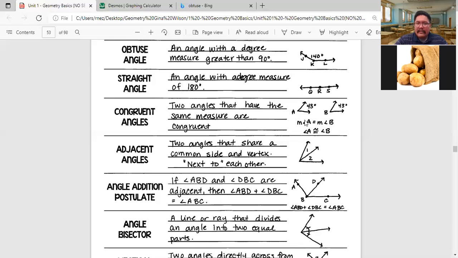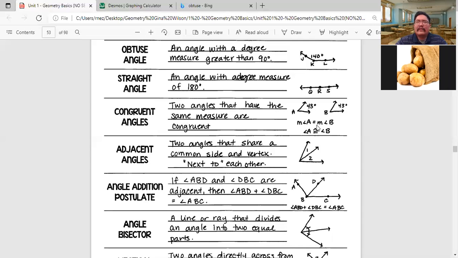Now, to write it, we would say the measure of angle A is equal to the measure of angle B. Now, one thing you're going to notice between these two ways: this is one way of saying it, and this bottom one here is a different way of saying it. So we have this weird equal sign with a squiggly line on top of it. When you see that equal sign with the squiggly line, that means congruent.